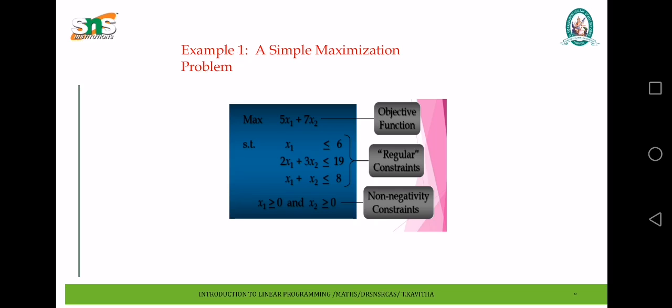Applications of linear programming are manufacturing, transportation, finance and agriculture. Optimizing production schedules. That's it.